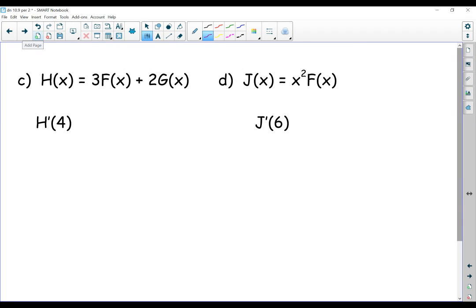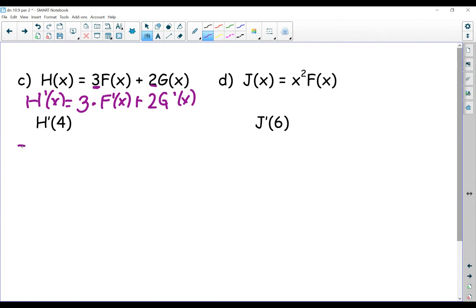Now if I were to do these two using the graphs, I'm going to have to flip back and forth. But let's say I wanted h prime of 4 here. Okay, so first I need to find h prime of x in order to find h prime of 4. Now notice here that the numbers in front are just constants. That's the constant multiple rule. So when I find h prime of x, it'll just be 3 times f prime of x. I don't have to use the product rule when it's a constant. And then this would be 2g prime of x.